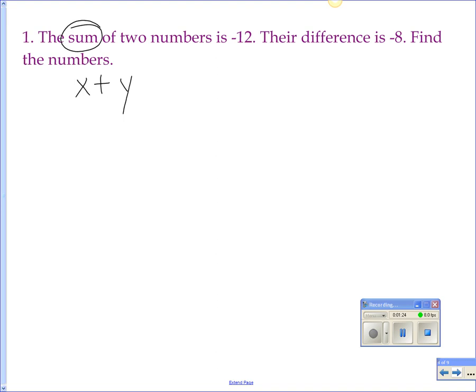Andrew, what do I put for is? What does is mean? Equals. So equals -12. Bishop, what does difference mean to do? So I put a subtraction sign. When it says their difference, it's talking about the x and y again. X and y. Okay? Daniel, what does it say their difference is? -8. So I put equals -8.